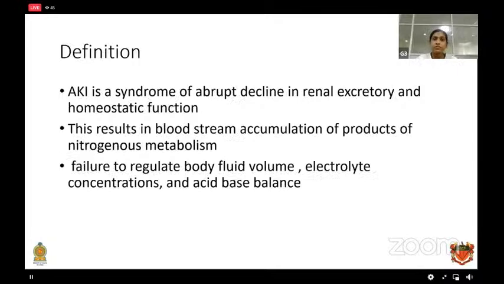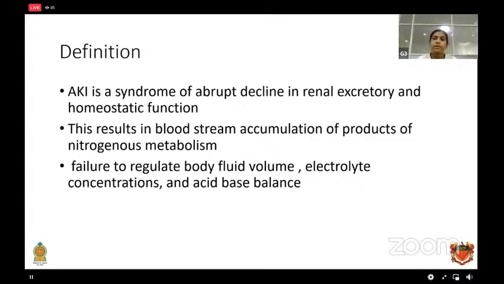Definitions, there are various definitions. Firstly, I am going to discuss a simple definition of acute kidney injury. First, you have to know what the functions of the kidney are. Usually, renal excretory function and homeostatic functions are the two main functions. So there will be a rapid decline of those functions.